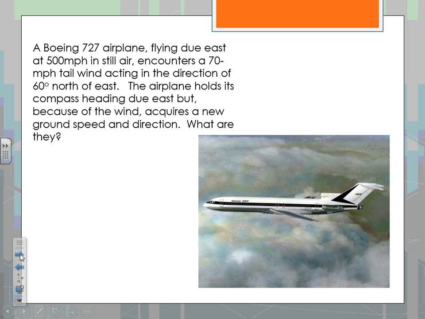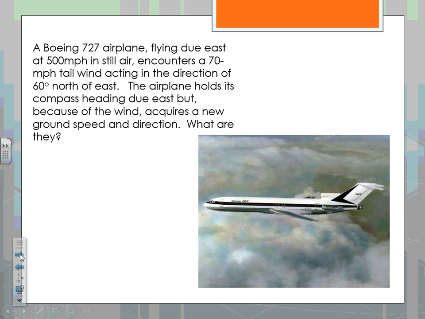So a Boeing 727 flying due east at 500 miles per hour in still air encounters a 70 mile per hour tailwind acting in the direction of 60 degrees north of east. I can do this with a light. Or vectors. The airplane holds its compass heading due east, but because of the wind, acquires a new ground speed and direction. What are they?